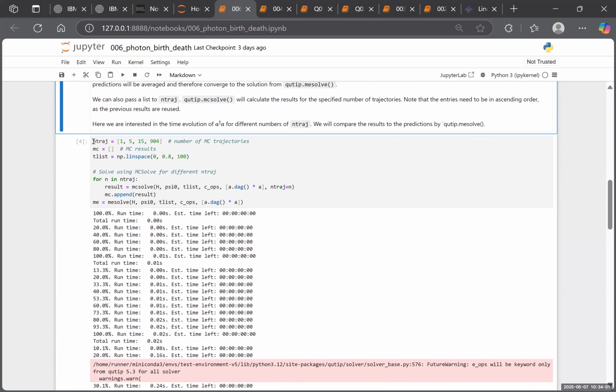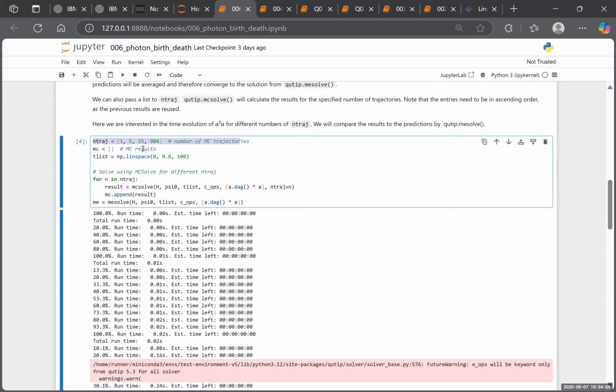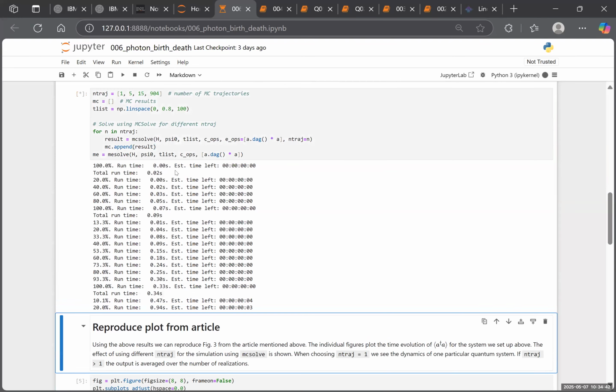Okay, so we set up different trajectory numbers, 1, 5, 15, 900, and we collect the result. We set the time from 0 to 0.8. And for each number of trajectories, we use MC solve. And you see it's identical. H, initial state, list of times, C, the jump operator, the operator list for you to do expectation values. The additional thing is this n trajectory. N trajectory is equal to this n. And you find the result and show that, okay, it's running.